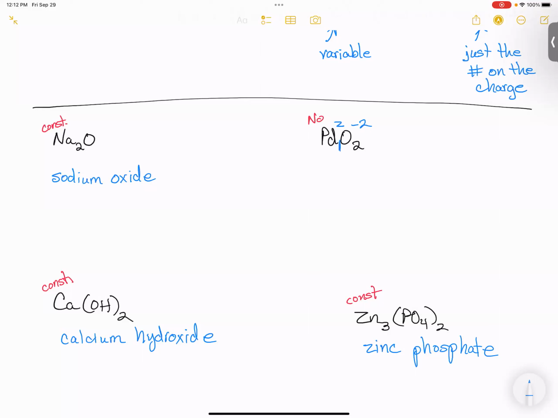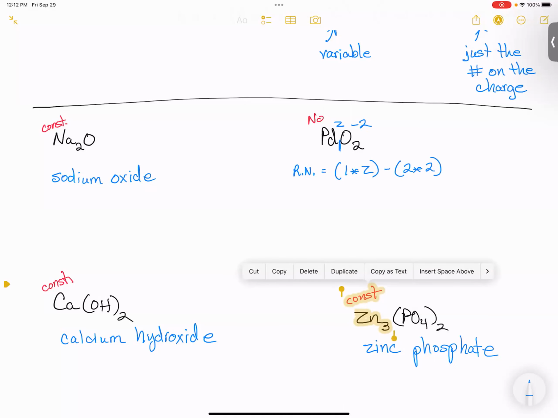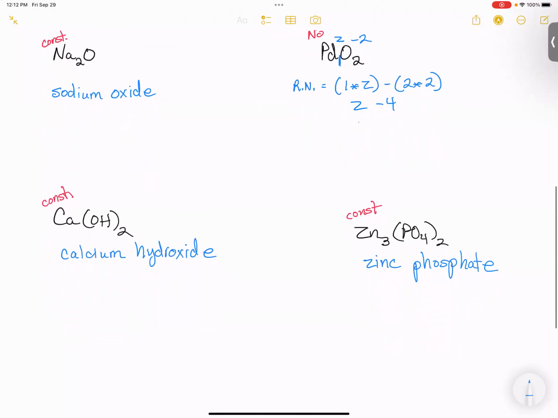So if I'm looking at the equation I gave you, my Roman numeral is going to equal 1 times z minus 2 times 2. So that is going to be z minus 4. So the Roman numeral, z, has to equal 4, because this has to be charge neutral.